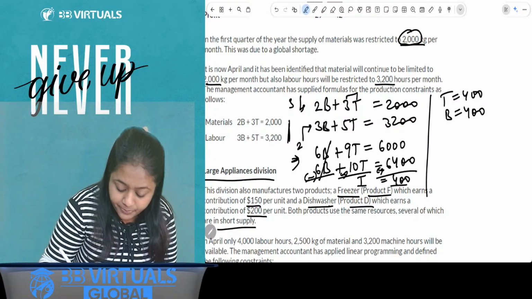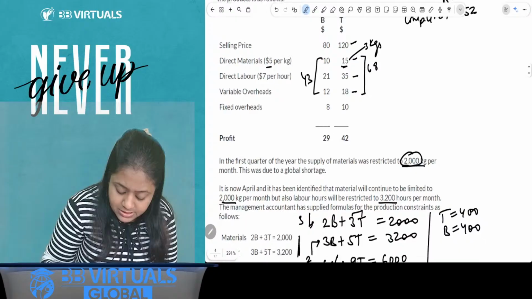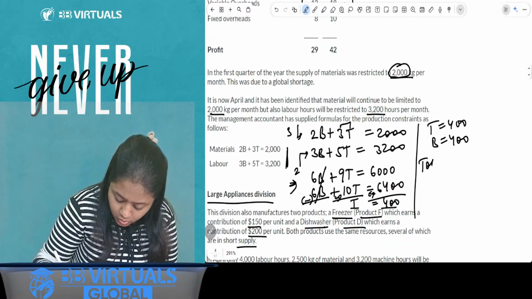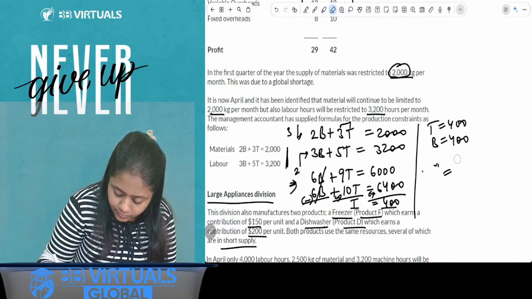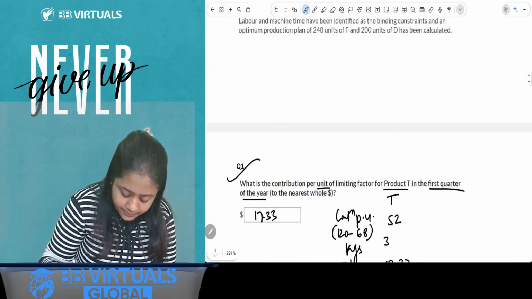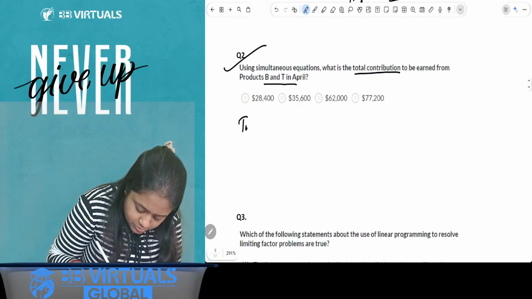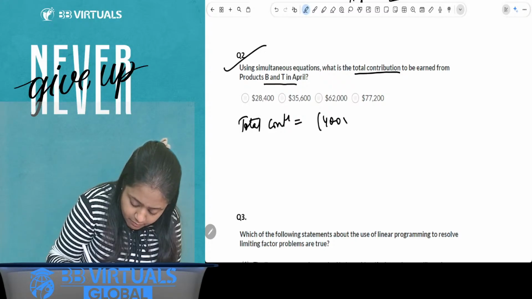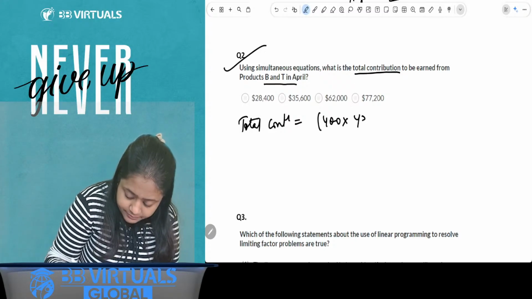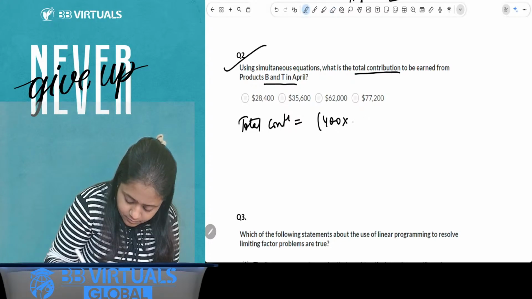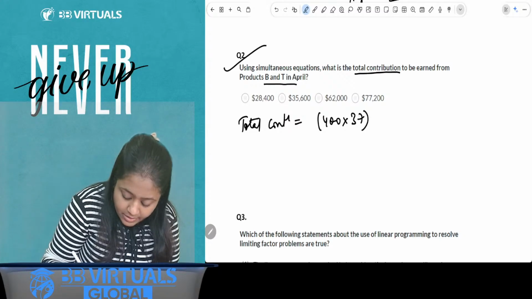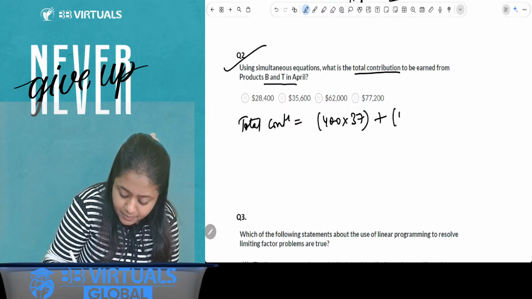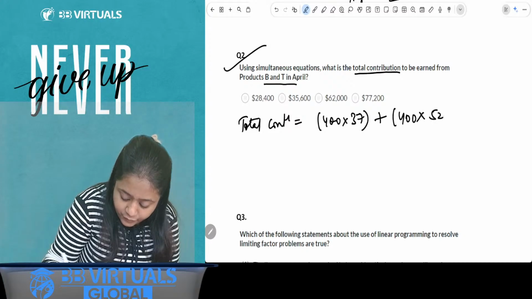Both are 400. Now you know the contribution per unit, 68 and 43. So total contribution will be, let's calculate here, 400 multiplied by 37 plus 400 multiplied by 52.